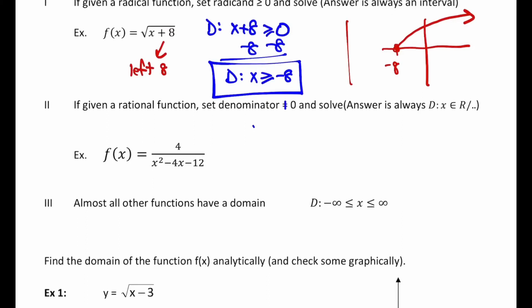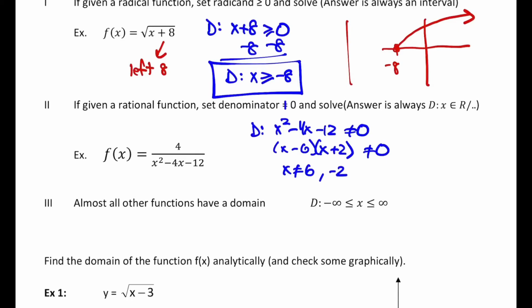All right, so our domain is going to be where x squared minus 4x minus 12 does not equal 0. So let's see, let's factor this. x minus 6, x plus 2 does not equal 0. So x cannot equal 6, and it cannot equal negative 2. Now, I just don't want to leave that as my answer, because those are the only two values that do not work in the domain.